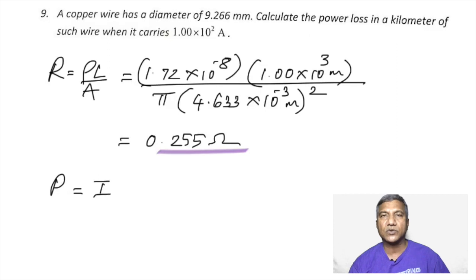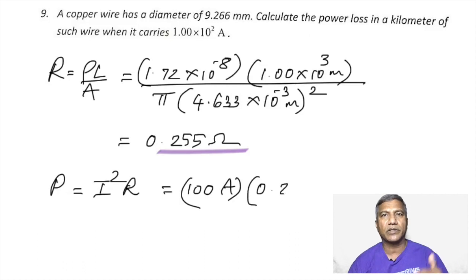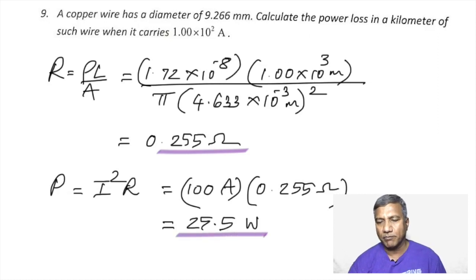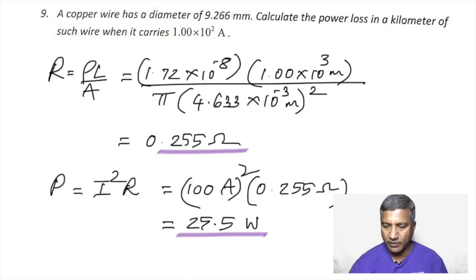So once I get the resistance, which is not quite large, you use the formula for power, which is I squared R. So 100 ampere squared times 0.255. So we got to put a square there. 0.255 ohms gives 25.5 watts. That's the power wasted in 1000 meter of the cable.